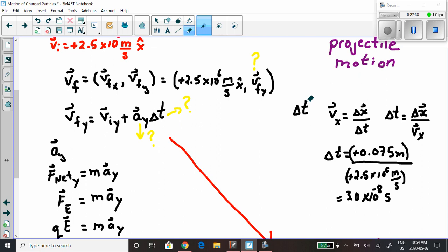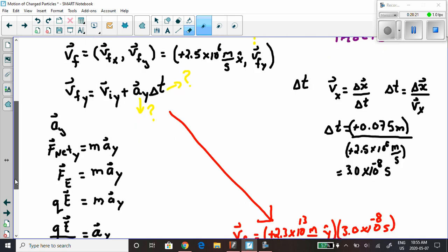Let's find delta t. We can use this equation right here. Velocity in the x direction is equal to displacement x component divided by time. We rearrange it. And now time can be calculated because we know how long the plates are, and we know how fast it's moving in that x direction. So it's going to take a very short amount of time, 3.0 times 10 to the negative 8 seconds. That's how much time it is in the volume between the two parallel plates. So bingo, I figured out t, time. Very similar to how we've done it in the past for gravitational fields.